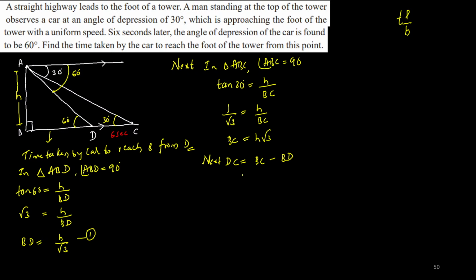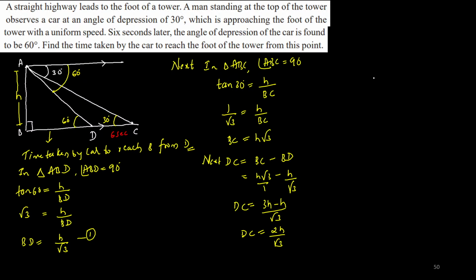So now DC is equal to BC, which is h root 3, minus BD, which is h by root 3. When I take the LCM, this is 3h minus h by root 3 is equal to DC. Root 3 into root 3 is 3, so 3h minus h. So I get DC is equal to 2h by root 3. Clear? So this is nothing but the distance now.